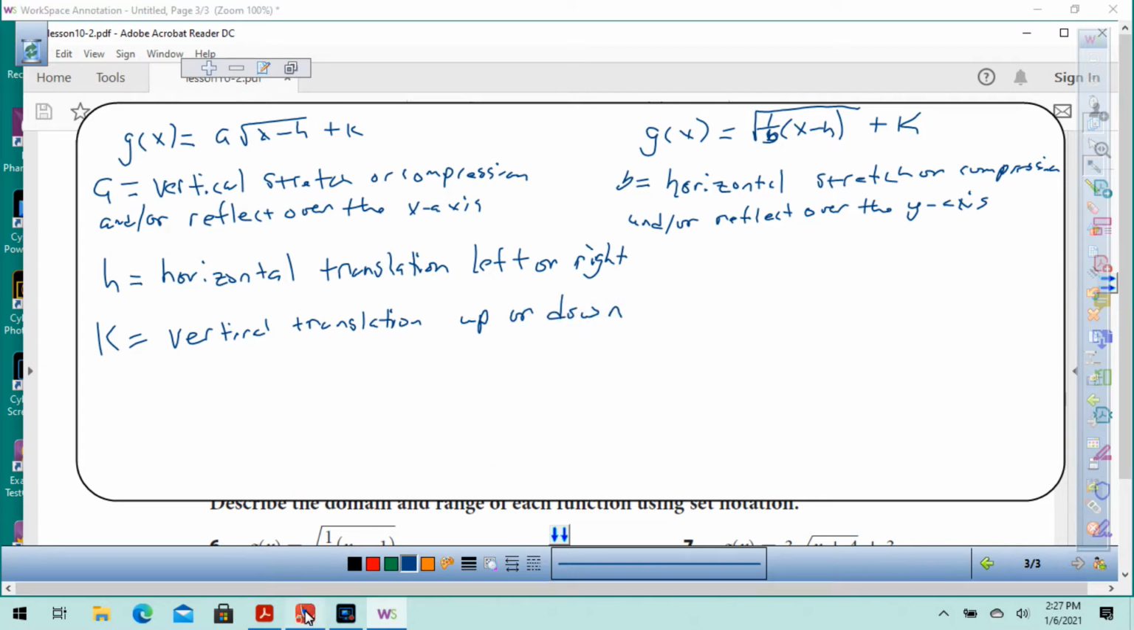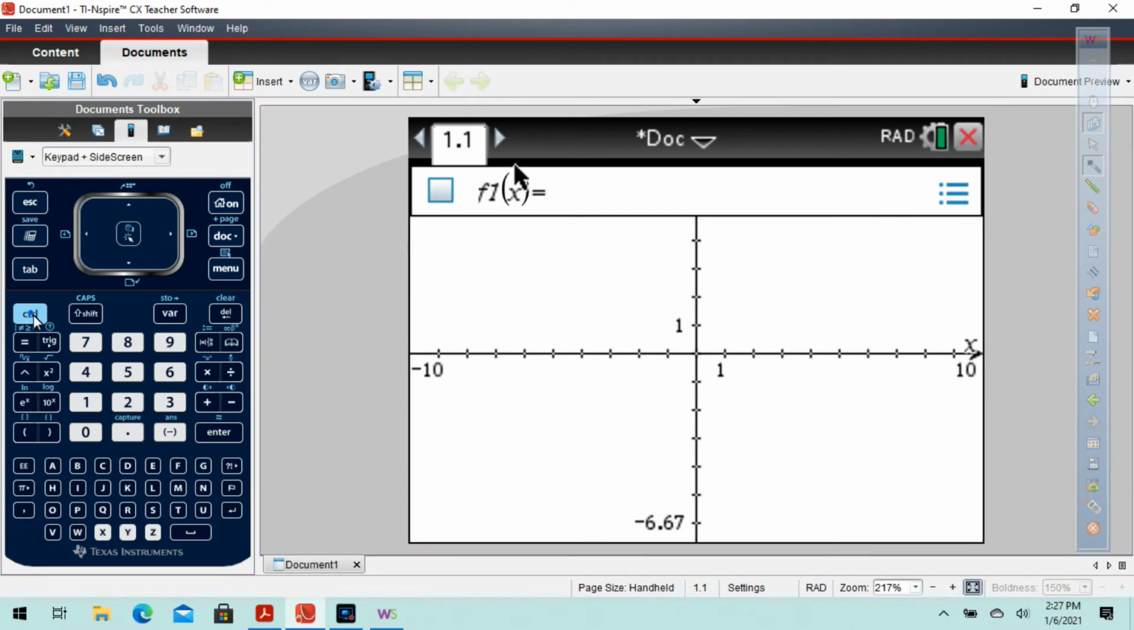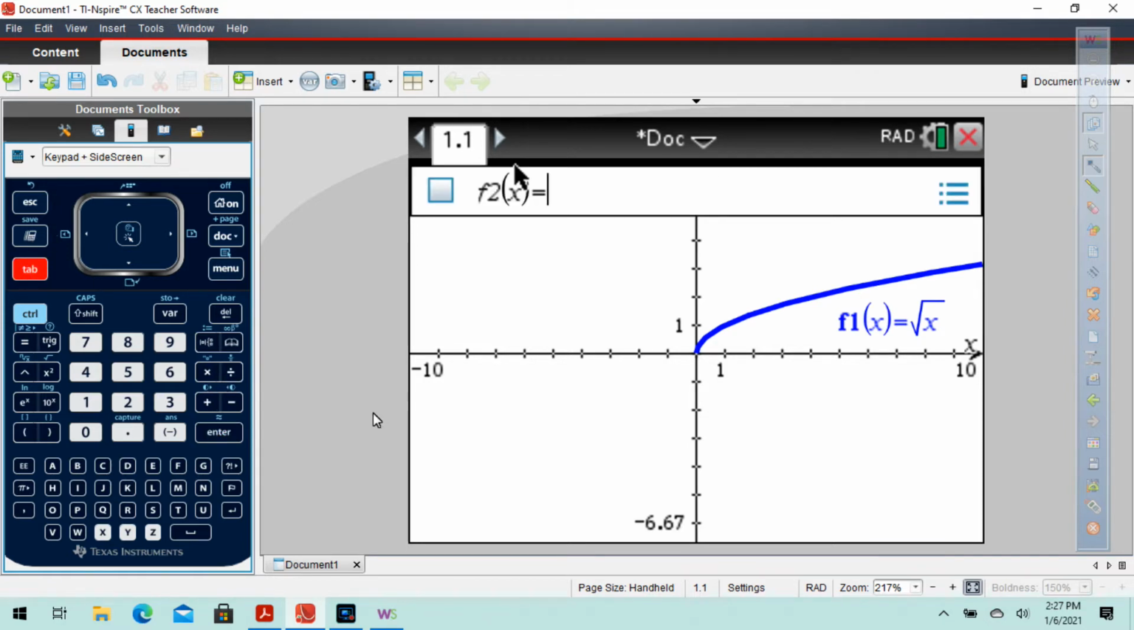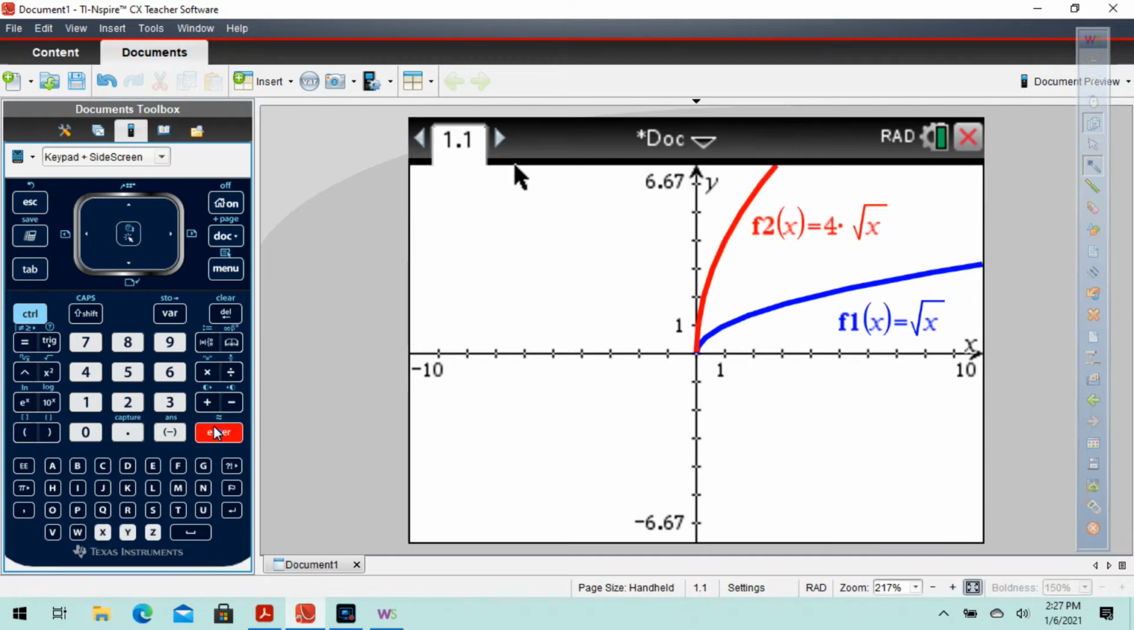And let's do a couple examples. So let's put in here the square root of x. All right, and there it is. What if we, let's see, we'll use 4 times the square root of x. This should be a vertical stretch by a factor of 4. Boom, see how that pulled it up?